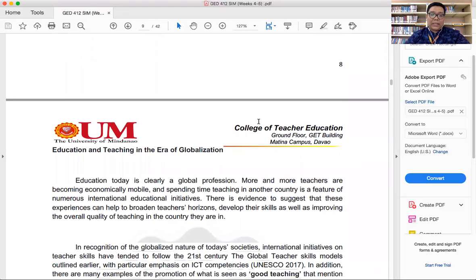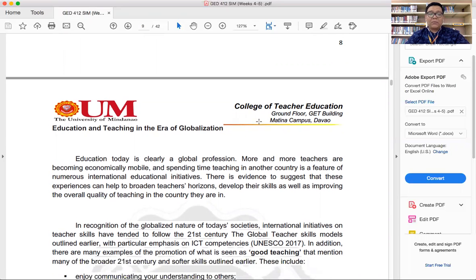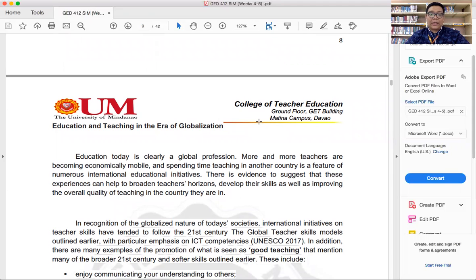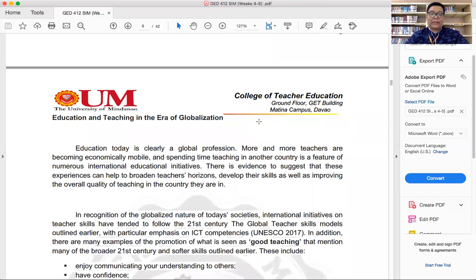Now, let's talk about education and teaching in the era of globalization. Education today is clearly a global profession. More and more teachers are becoming economically mobile, and spending time teaching in another country is a feature of numerous international educational initiatives. There is evidence to suggest that these experiences can help to broaden teachers' horizons, develop their skills, as well as improve the overall quality of teaching in the country they are in.